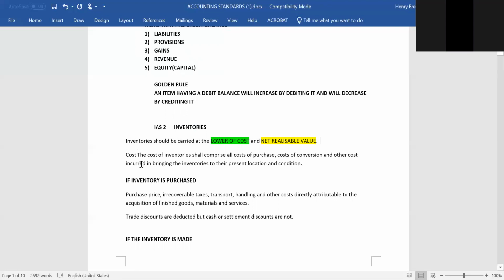The lower of these two will be the value of the inventory to be recognized into the books of accounts. But we are saying that the cost can come from two main perspectives, either by buying the inventory or by making the inventory ourselves. If we turn out to buy the inventory, then the cost of the inventory is going to be the purchase cost.